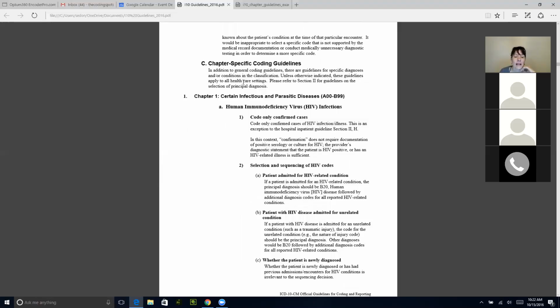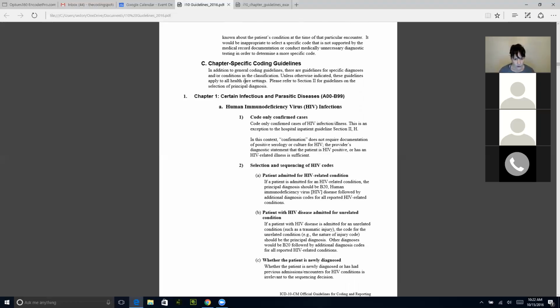Okay, so now we're going to get into some chapter-specific coding guidelines. We're probably going to cover this through the next couple of WebExes because we have some examples we're going to look up along the way, okay? In addition to our general coding guidelines, there are guidelines for specific diagnoses and conditions in the classification. Unless otherwise indicated, these guidelines apply to all healthcare settings.